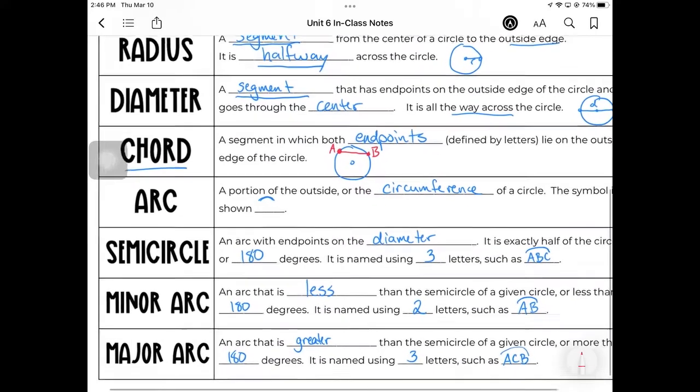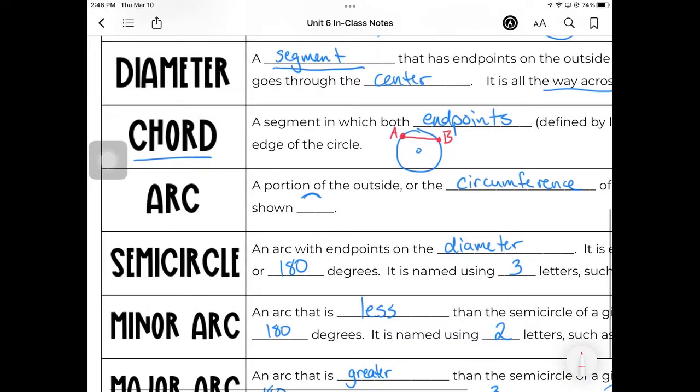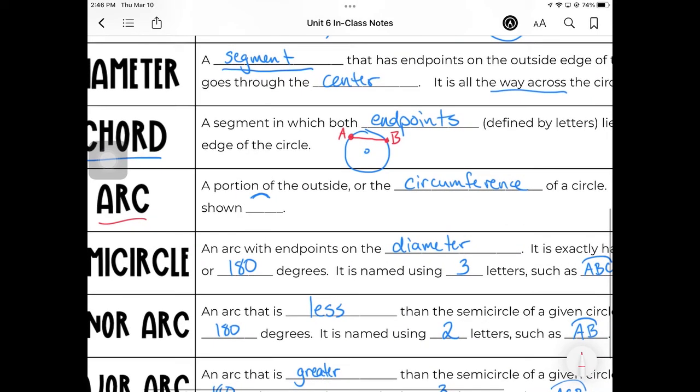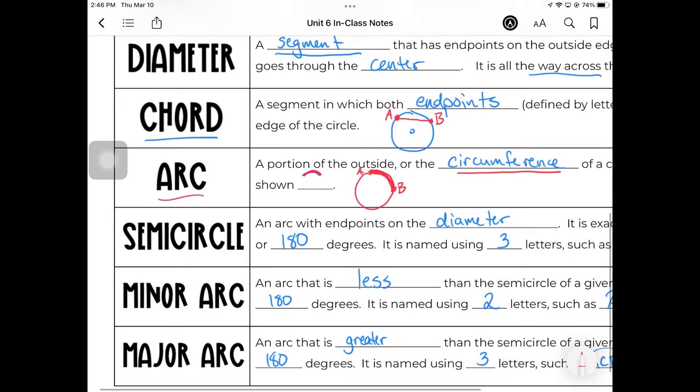Now, when I put 2 points on a circle, it actually also creates something called an arc. An arc is a portion of the outside of a circle or a portion of the circumference of the circle, and it's shown with this arc symbol. So if I gave a circle here, and I put those points A and B there, this portion of the outside edge of the circle, this curve, is called an arc. An arc is measured in degrees. It's a portion of the full 360 of those degrees.